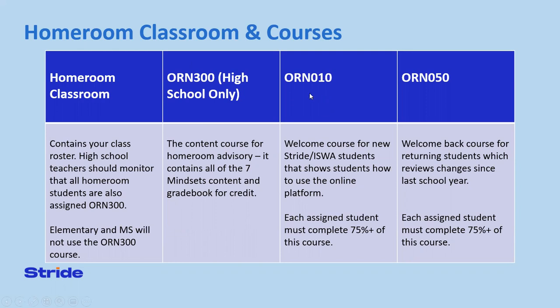Additionally, STRIDE assigns 2 welcome courses to students. And the course that they receive really depends on their status. Students who are new to Insight in a school year are assigned ORN 010. This is a welcome course for new students, and it shows students how to use the online platform. Each new student who is assigned this needs to complete at least 75% of this course. This is a STRIDE metric, so it will be really important to monitor and communicate to new students that they need to complete this.